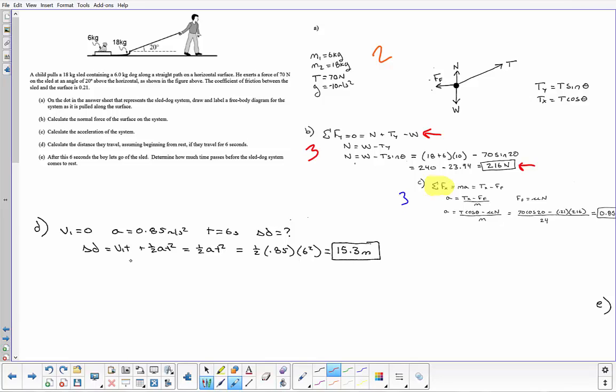You get to this equation. Vi is gone. Vi t is gone because Vi is 0. Plugging in your numbers, you find that they travel a distance of 15.3 meters. Now at this point, this one was worth 3 points as well.